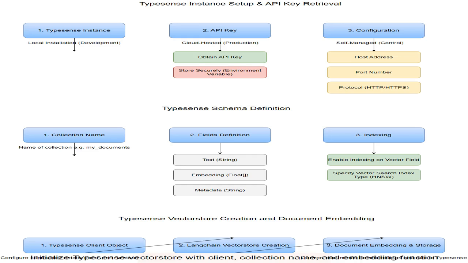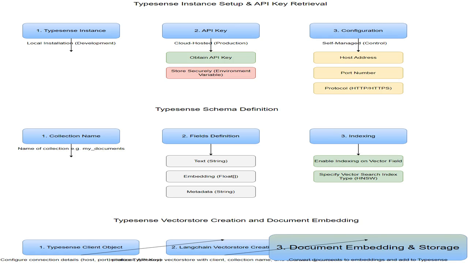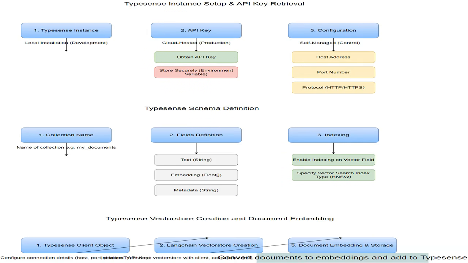Here the Typesense Vectorstore is initialized with the client, collection name, and embedding function to enable efficient vector storage and similarity search functionalities. Once initialized, document embedding and storage can be seamlessly performed, adding vector embeddings to the Typesense Vectorstore. Now, convert your text documents into vector embeddings using an embedding model, then add them to the Typesense Vectorstore.